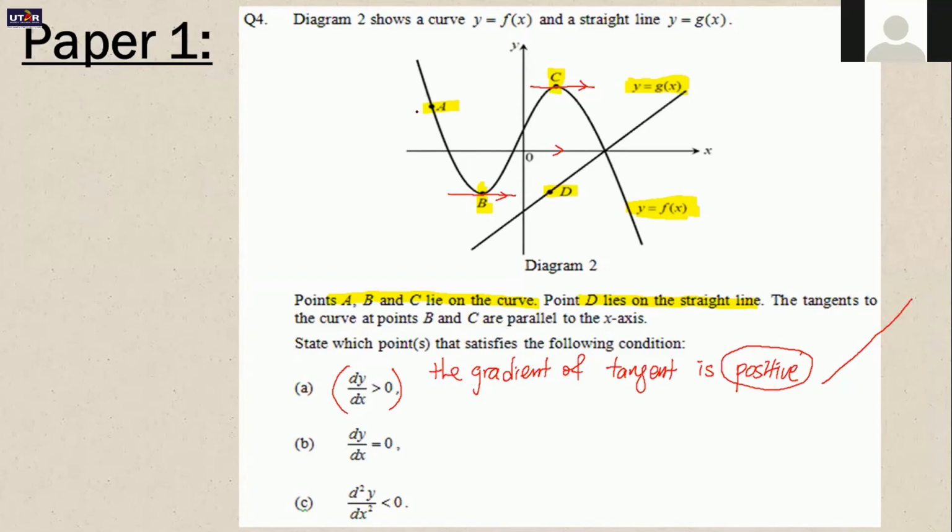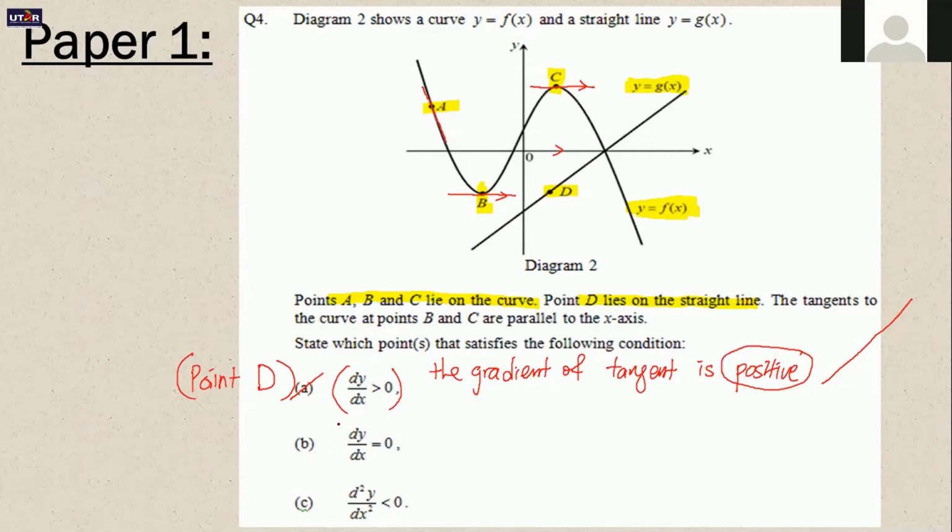Okay, so which point fulfills it? Now you look at point A. At point A, if you have a tangent line, the tangent line looks like this. It's a negative slope. So point A cannot. Point B, the tangent line is a horizontal line, also cannot. What about point C? The tangent line is a horizontal line, so cannot also. Only which point? Point D, because the tangent line at point D is the same as the straight line. So do you see it's positive? So the answer for part A will be point D. Okay? It's a positive slope line.